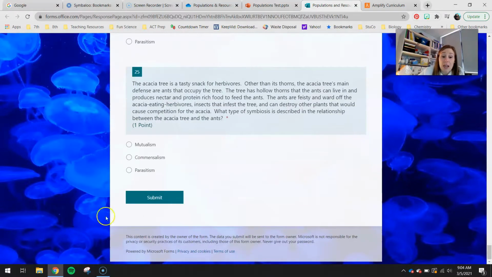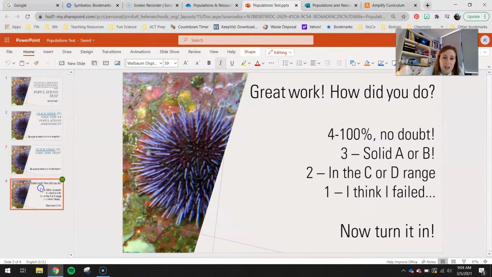Okay, once you guys have finished that up, go ahead, click submit, hand it in here, and then let's go back in. How do you guys think you did? So you guys think you got 100%? Mainly just on the last test is what I'm asking about. Solid A or B, 2 in the C or D range, and 1 I think I completely bombed it.